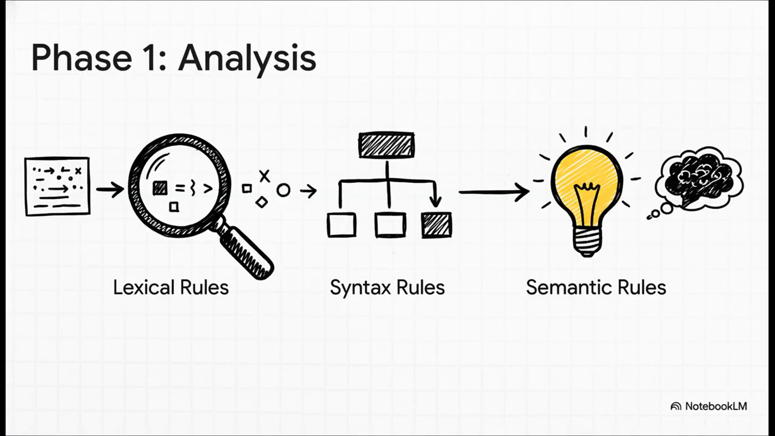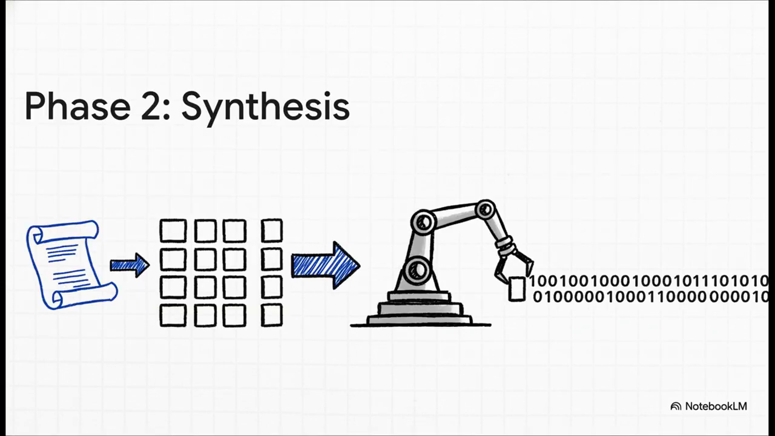Let's zoom in on that analysis phase for a second. Think of it like a super strict grammar teacher. First, it uses lexical rules to check if all the words, or tokens as they're called, are even valid. Then it uses syntax rules to check the grammar. Is the sentence structured correctly? And finally, it applies semantic rules to make sure each statement actually means something sensible in the context of the program.